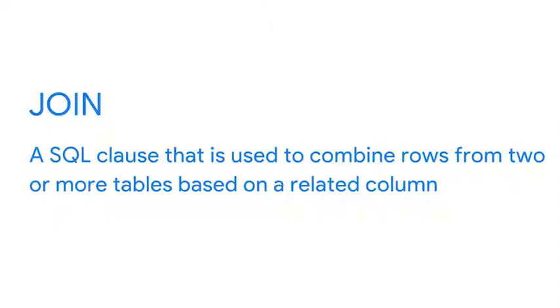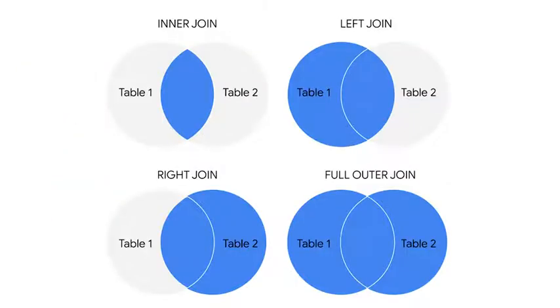Let's get started. Join is a SQL clause that's used to combine rows from two or more tables based on a related column. Basically, you can think of join as the SQL version of VLOOKUP, which we just covered. There's four common joins data analysts use: inner, left, right, and outer. Here's a handy visualization of what each join actually does. We'll use these to help us understand these functions.